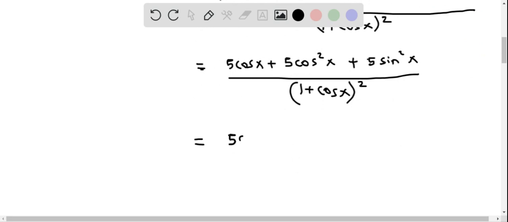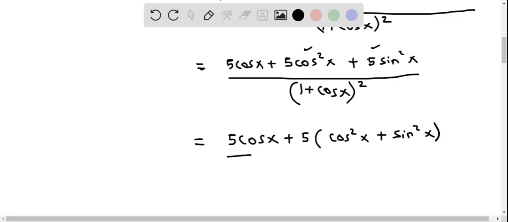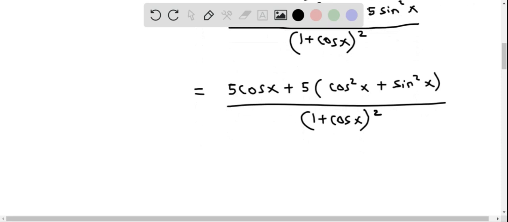Now we can simplify the numerator expression. So we write this as 5 cosine x. Observe that we can factor 5 from these two terms. So when we factor 5 from both terms, we can write this as cosine squared x plus sine squared x, and this is over 1 plus cosine x quantity square. Now we use the Pythagorean identity, that is sine squared x plus cosine squared x equals 1. So here we have sine squared x plus cosine squared x. So therefore we can replace that by 1.